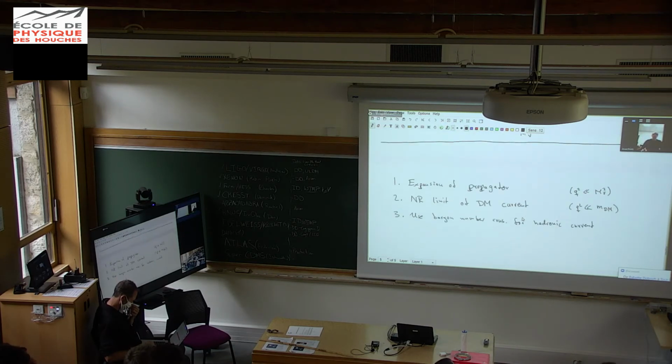I have a quick question. Sorry to interrupt. Thank you. So my understanding was that in our simple model here, that third point, using baryon number conservation, was exact, but is there an approximation that we're making?